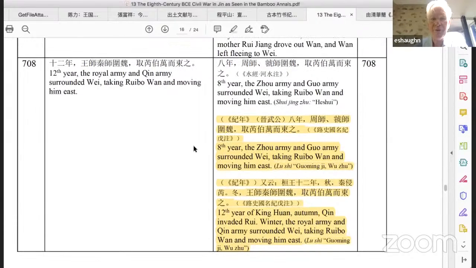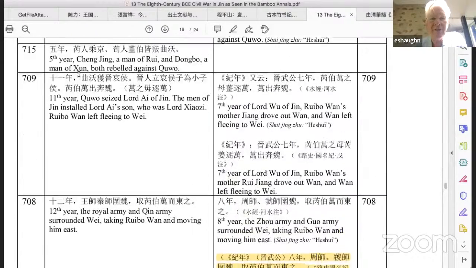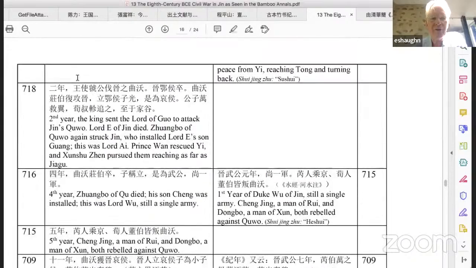Now, if we look at the record in the Jinban Zhushu jinian, we can find a couple of interesting things. So it also dates it to the 12th year of Huan Wang. If we can go up here.